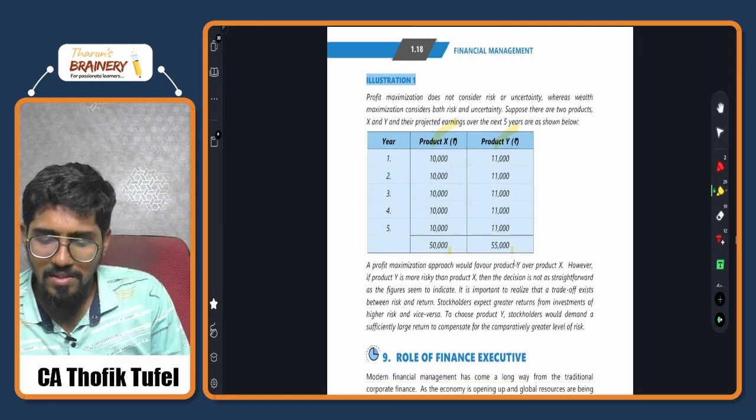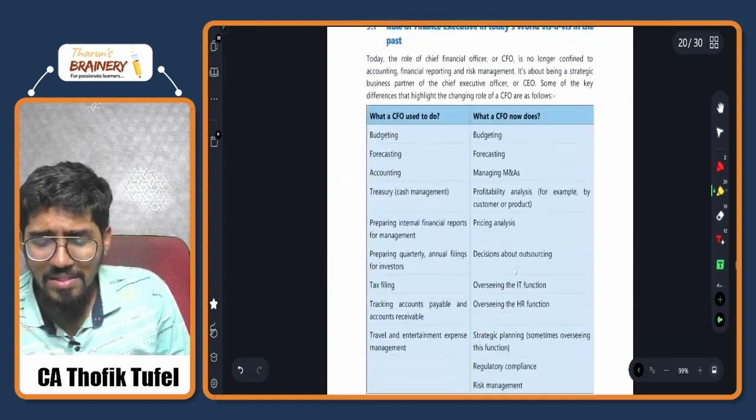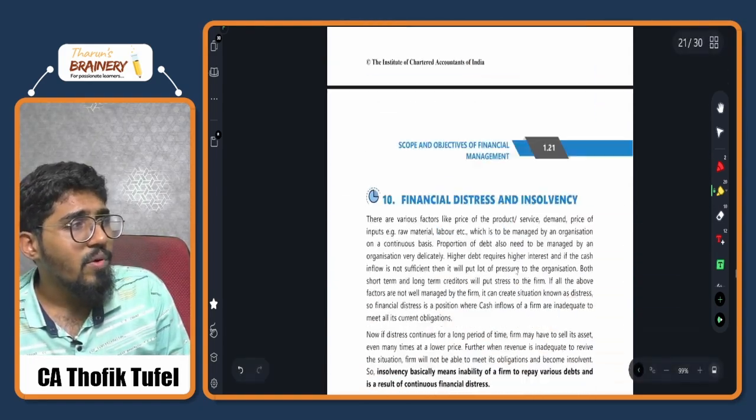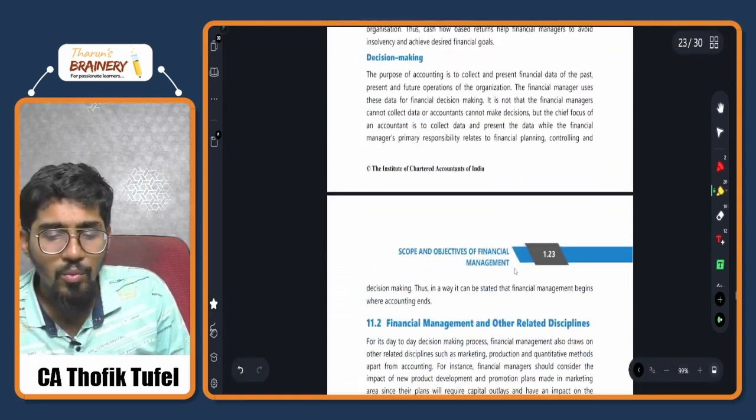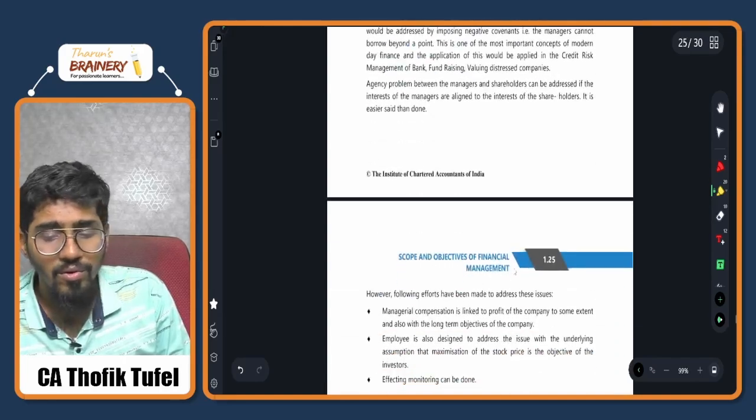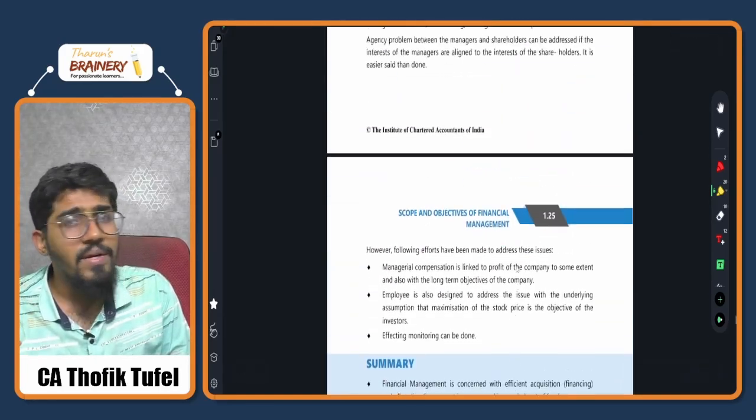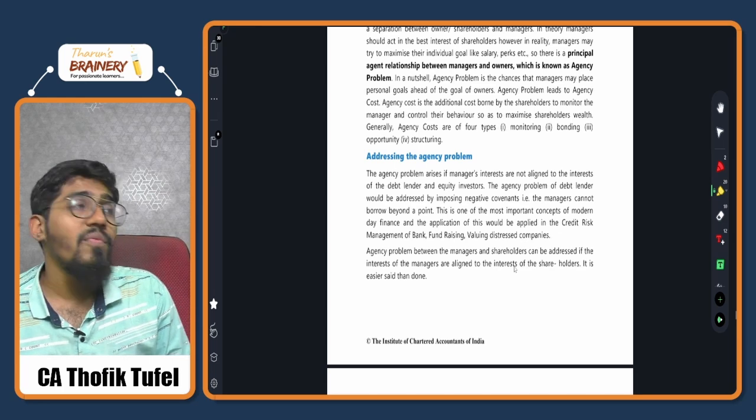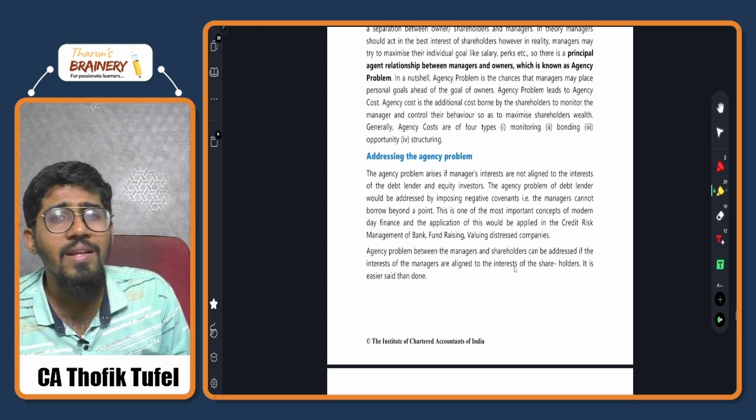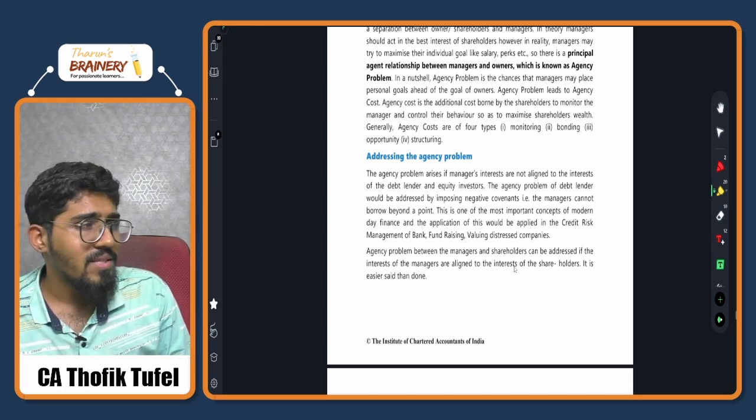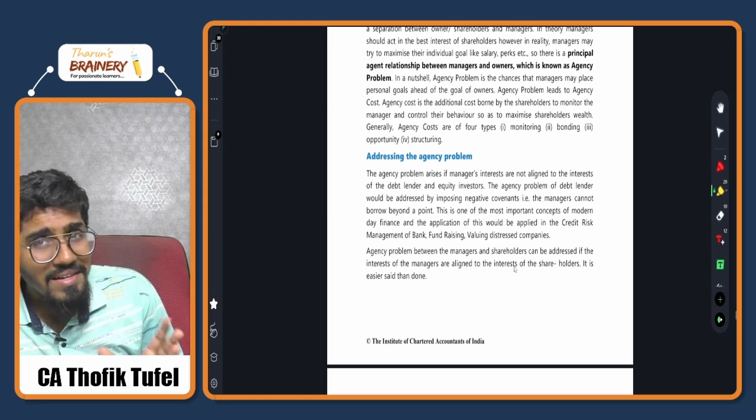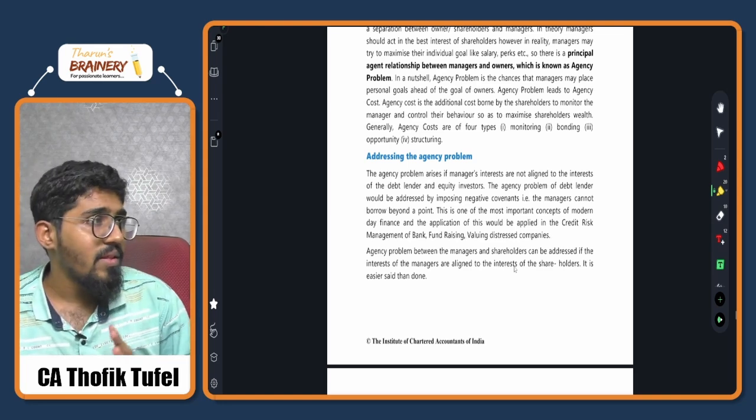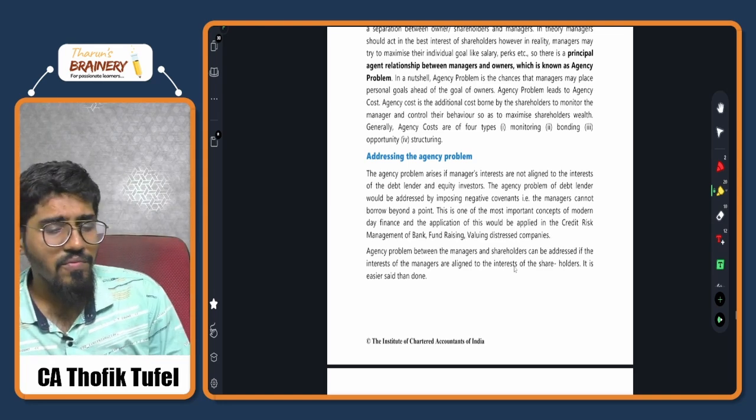Just a small example. There are some 2-3 important questions that we are going to discuss in the end. One is the role of the finance executive or the role of the CFO. This is the question they ask multiple times. Second one is the limitations of profit maximization. Other 4 points are there. That is the question that they're very much asking. So for now you can just have a reading. At the end I'm going to give you the memory aids also for the theory chapters.